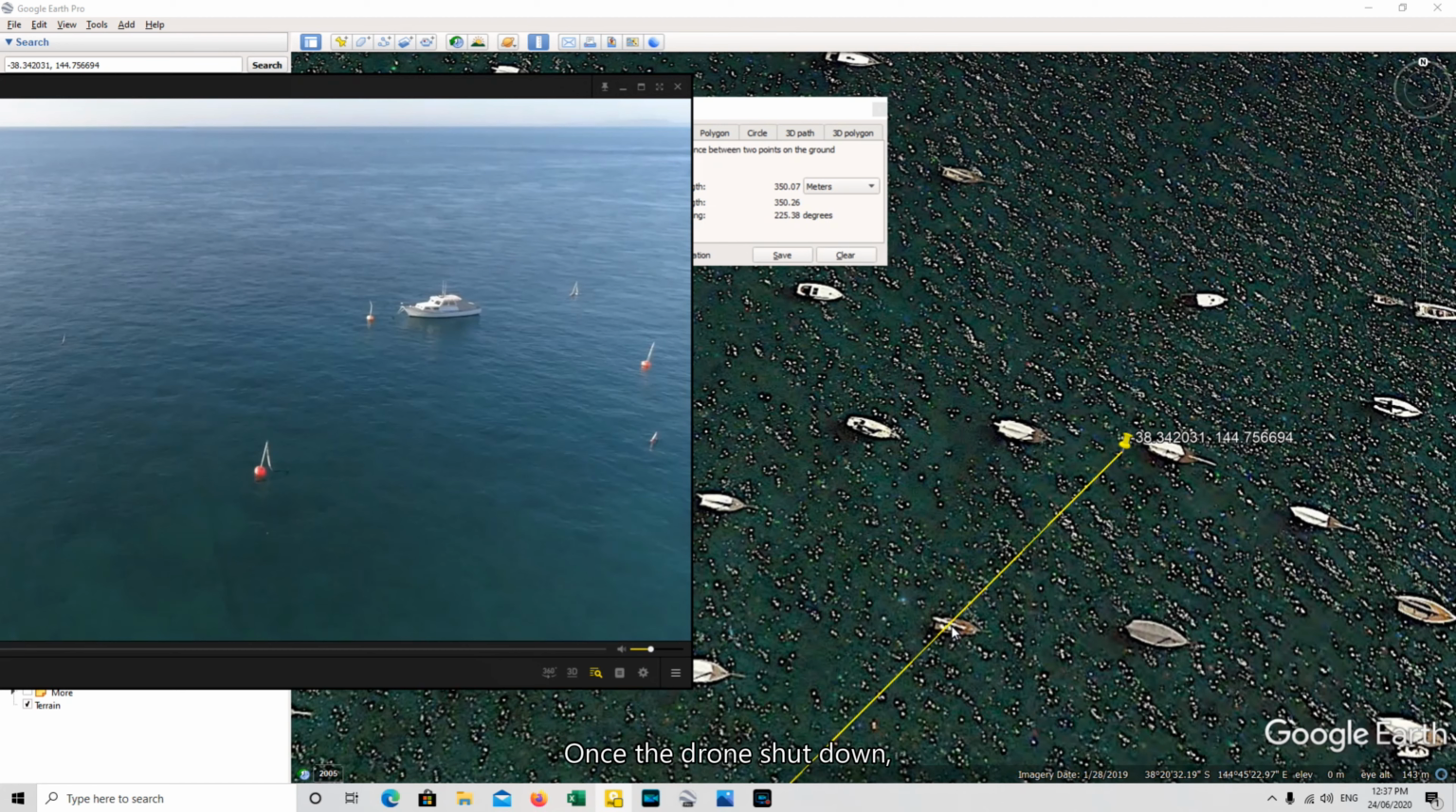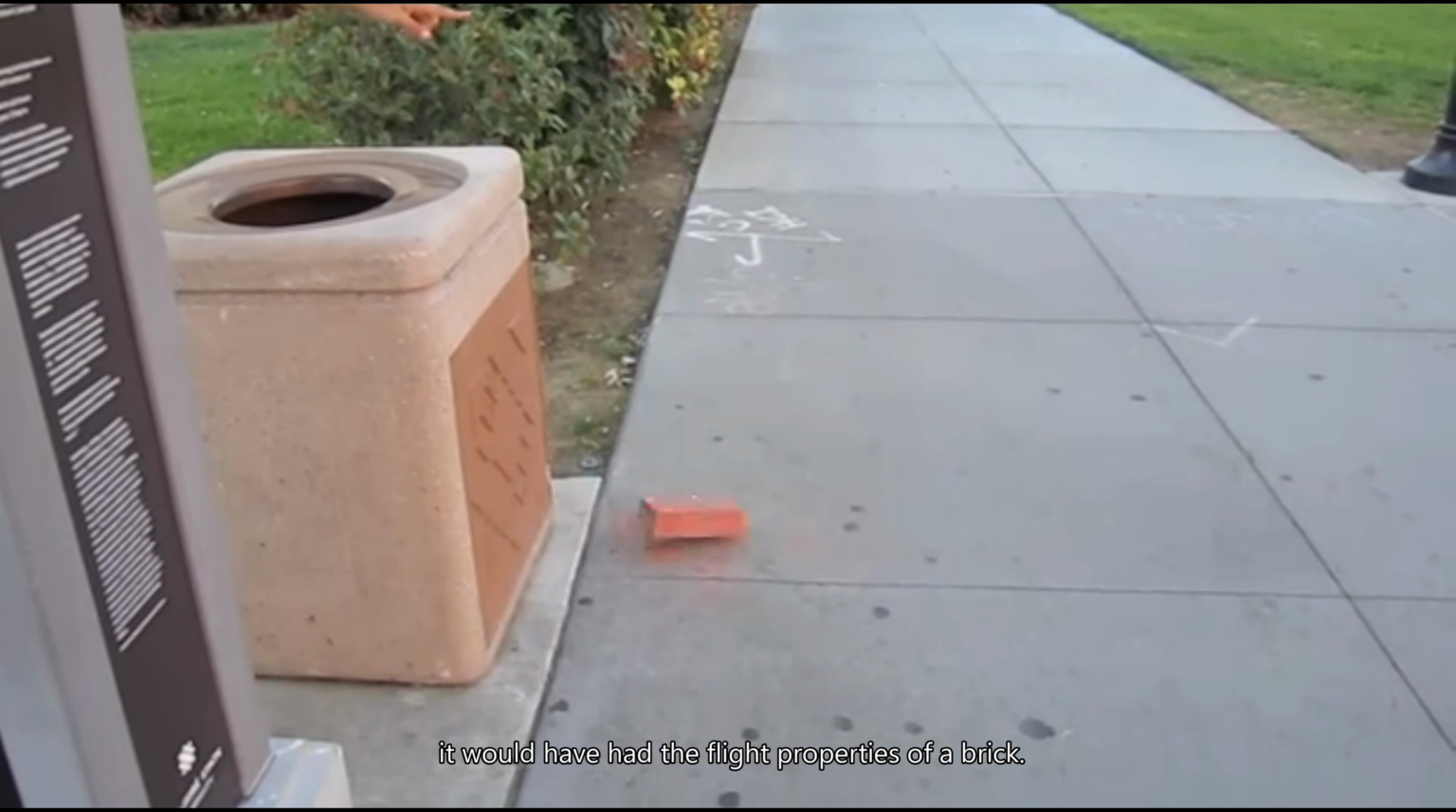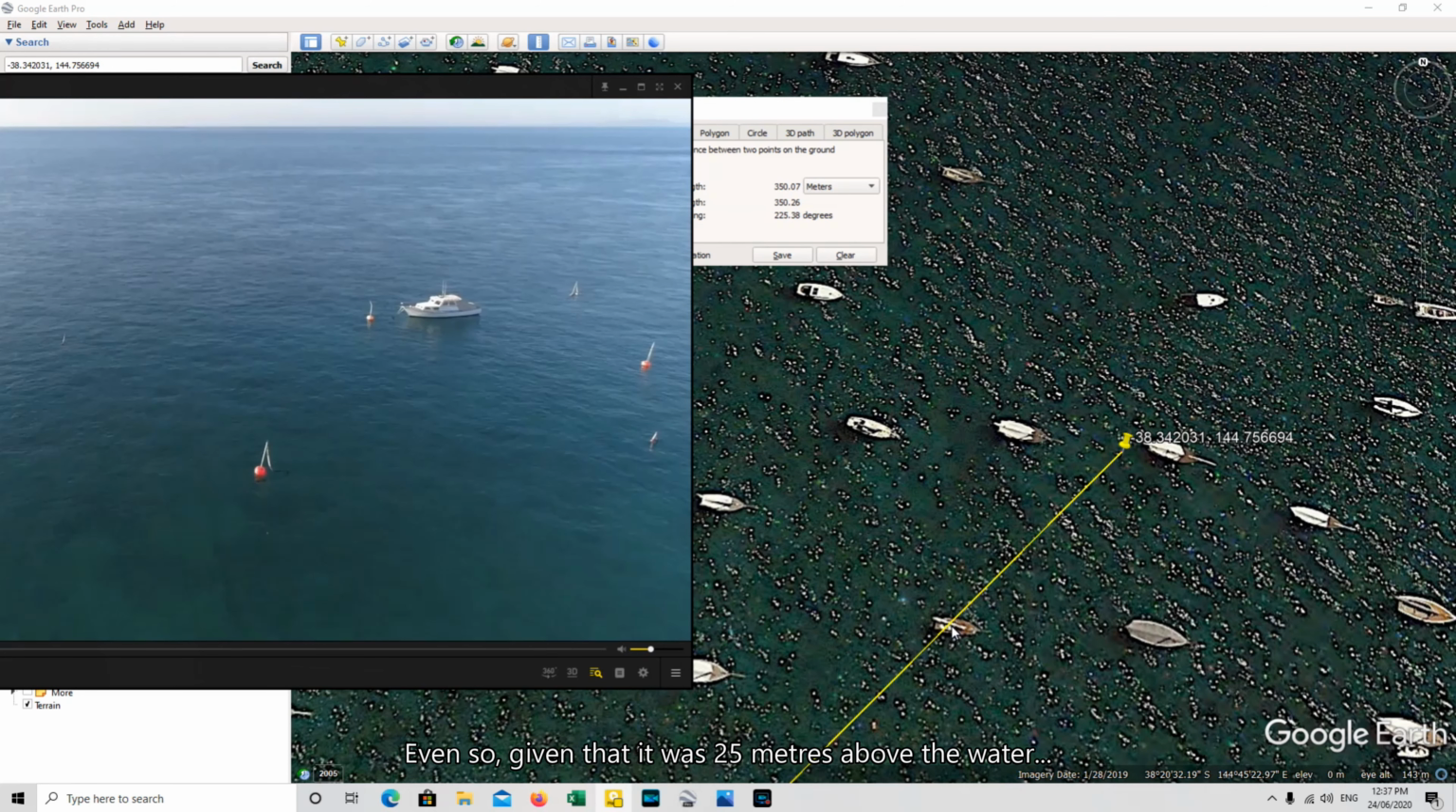Once the drone shut down, it would have had the flight properties of a brick. Even so, given that it was 25 meters above the water and flying at 55 kilometers an hour, it could well have traveled a further 30 meters or so before hitting the water.